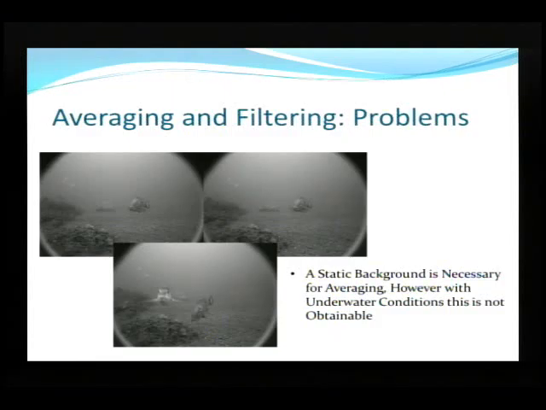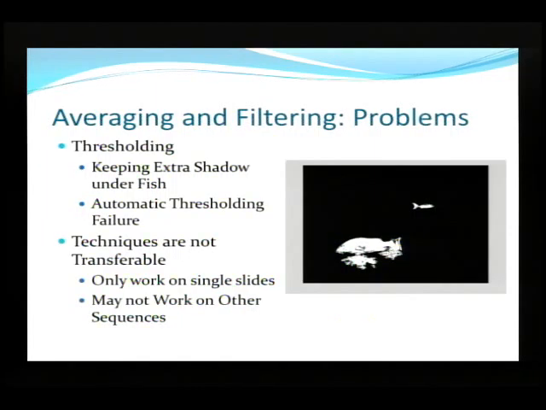So some of the problems with this method are a static background is necessary for the averaging. However, with the underwater conditions, this isn't possible because of many things moving. So then, for the thresholding, when we use the negative index, we got the shadow underneath the fish, which is a problem as well.